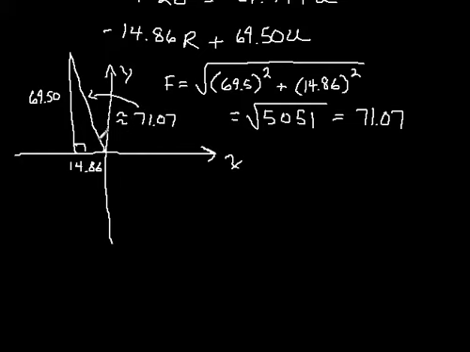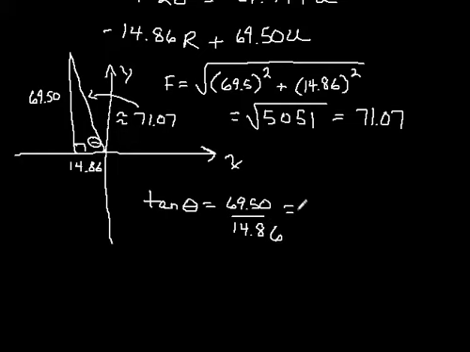It's approximately 71.07. Now, the only thing we need to put in polar form is our angle. So to do the angle, we always use tangent. So we use the tangent of theta equals opposite, which is 69.50, over adjacent, which is 14.86.